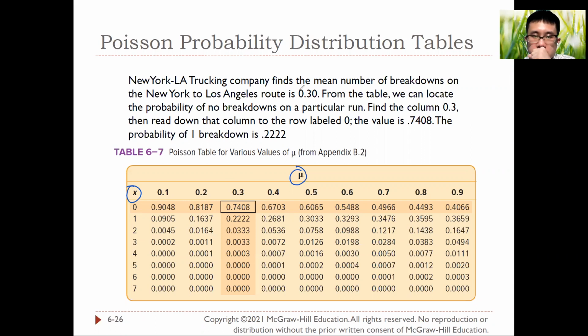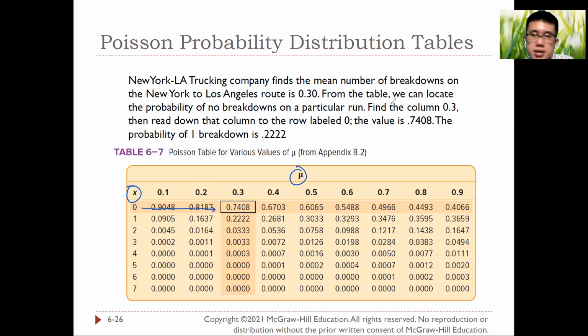In this case, the mean number is 0.3. So we go to the third column, 0.3 here, and then we find the probability of no breakdowns. So no breakdowns is associated with 0, right? We find 0 here, go to the right, and the intersection is this 0.7408.